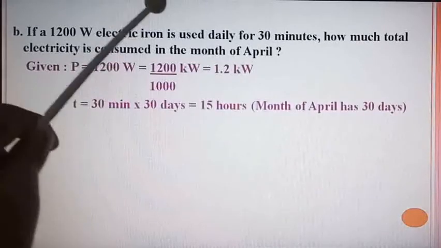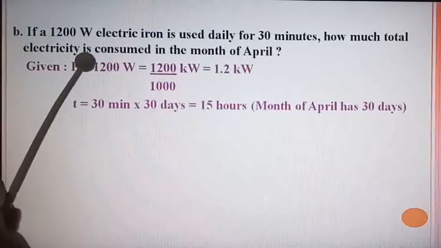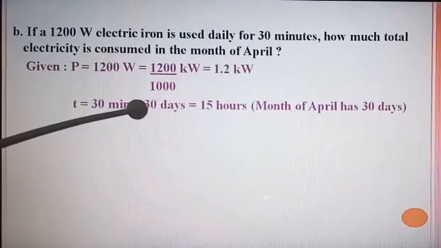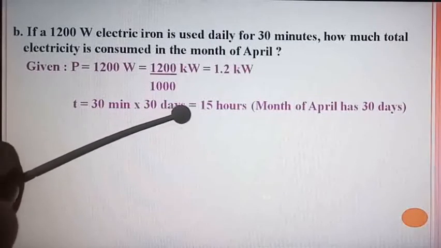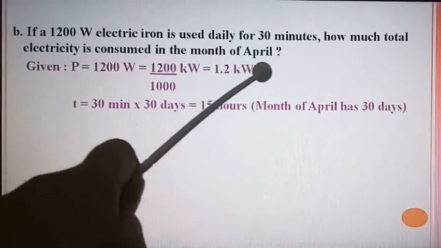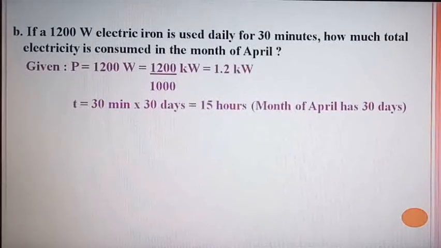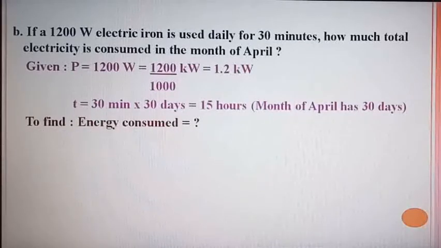Time is 30 minutes per day and it is the month of April. And the month of April has 30 days. So 30 minutes multiplied by 30 days, that is 15 hours. And here immediately you have to write, I have told you any month they can give for confusion. So you should know the number of days in every month. They can ask in the month of February, if it is a leap year, then you should know leap year means 29 days. So you have to find energy consumed.